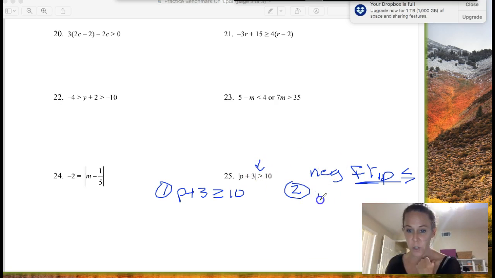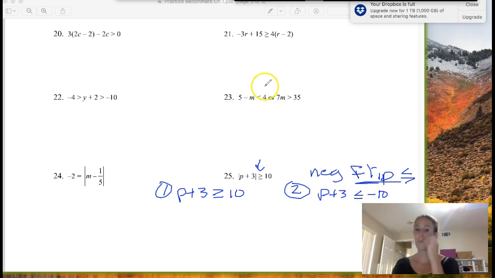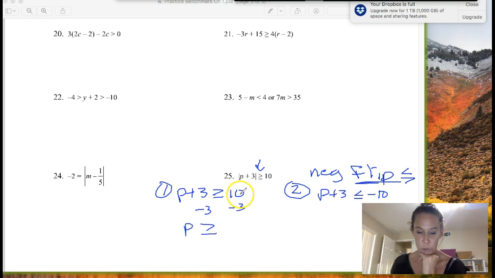So you're going to write P plus 3, and instead of greater than or equal to, you're going to go less than or equal to -10. Remember flipping the sign when you're multiplying or dividing by a negative. It's the same thing when you do the negative case with the absolute value. All right, solve this side. Subtract 3 from both sides. You get P is greater than or equal to 10 minus 3, which is 7.